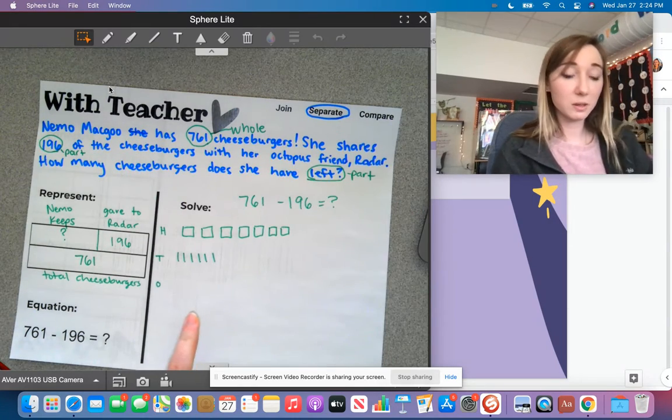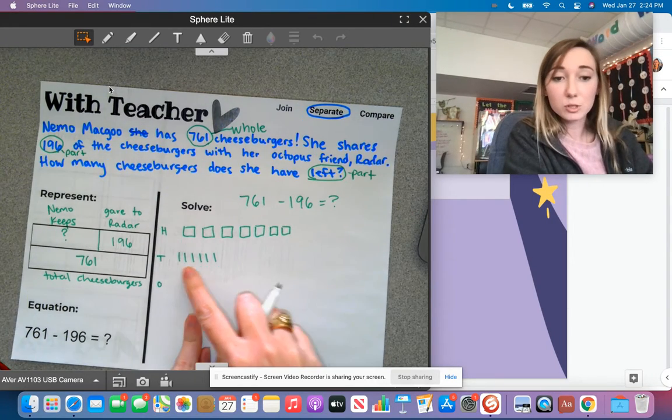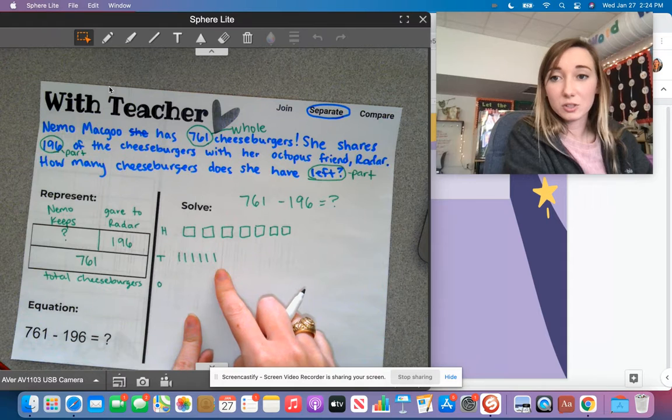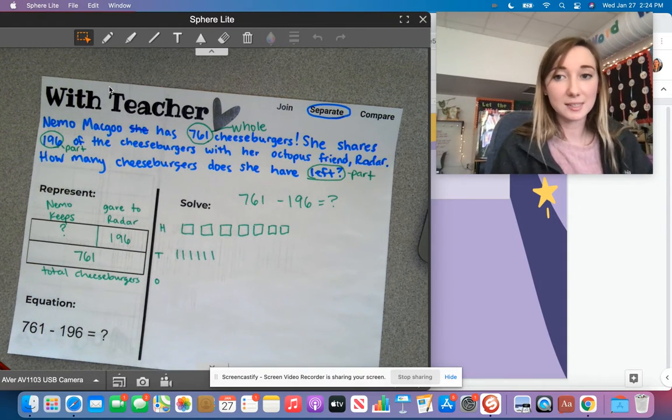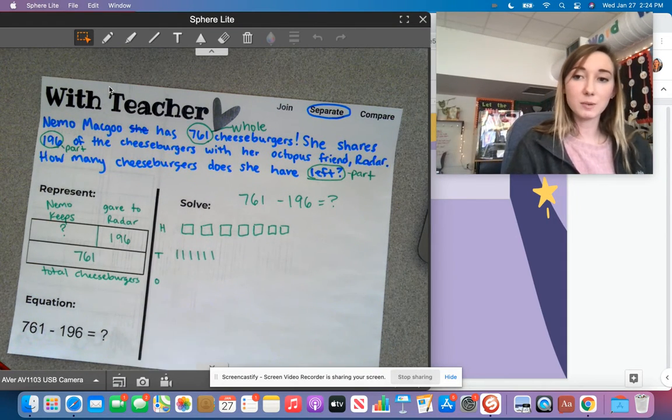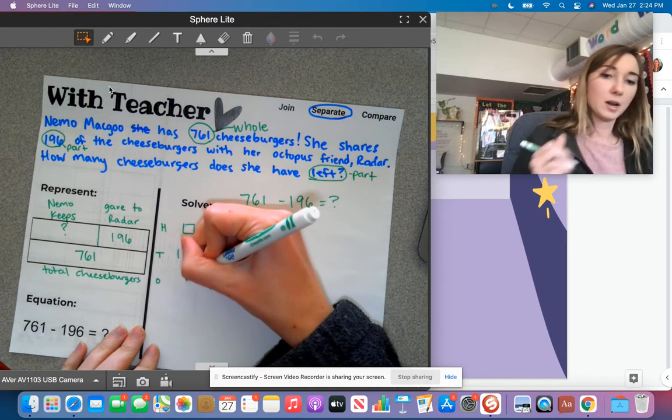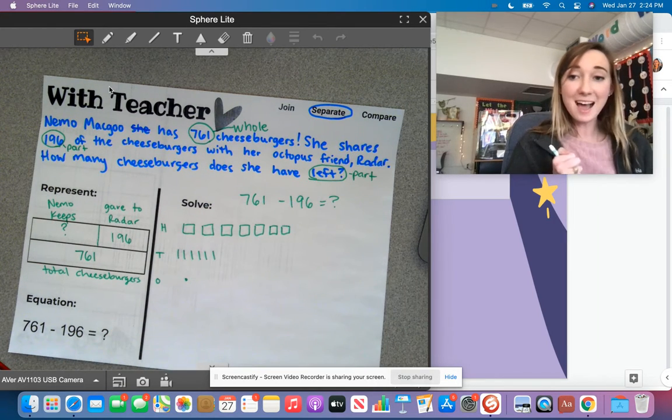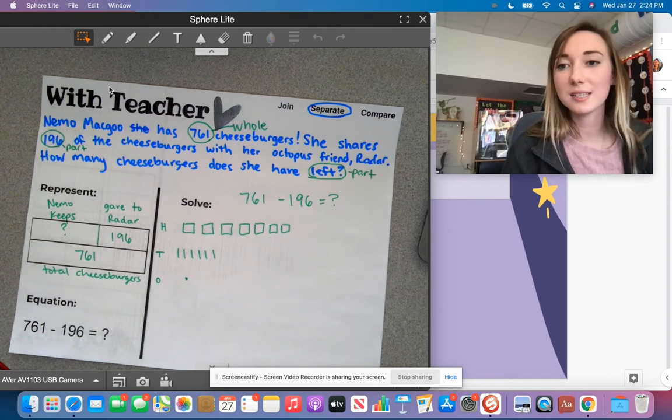And if you guys are doing this with me, make sure that you have those spread out so that when you have to scratch things out, it's really, really nice and neat, okay? How many ones do we have in 761? We have 1, 1, okay? Now we are going to subtract 196.